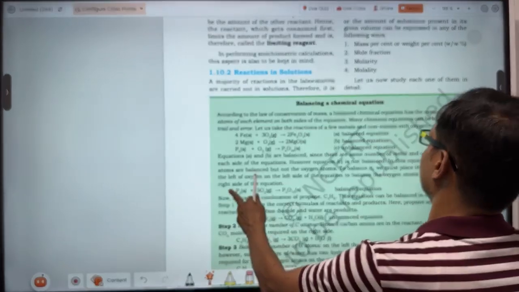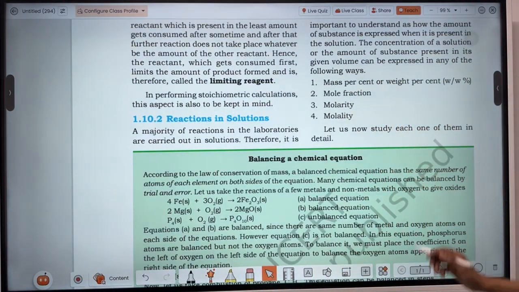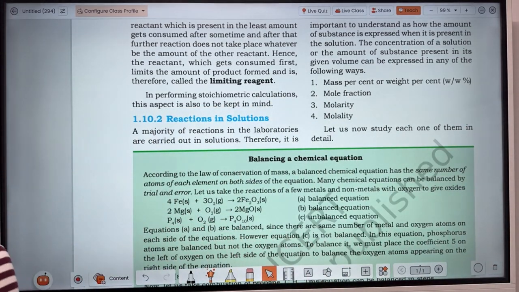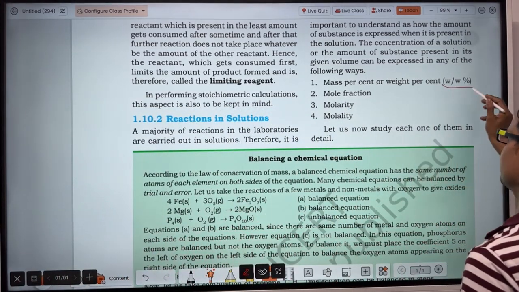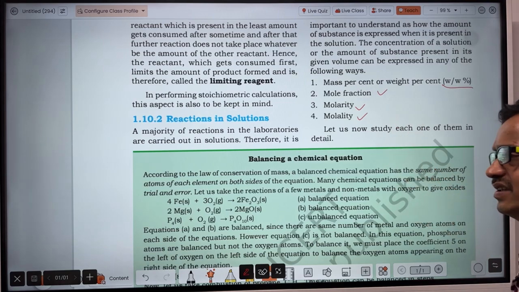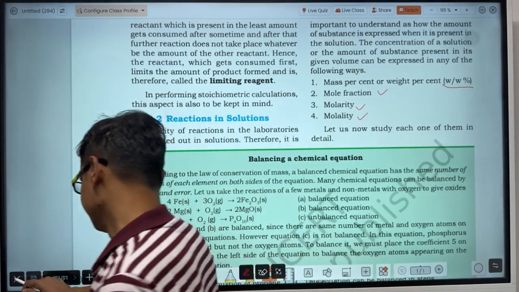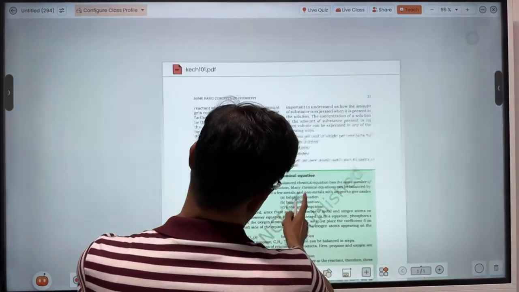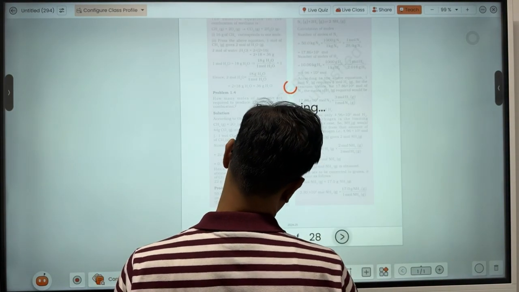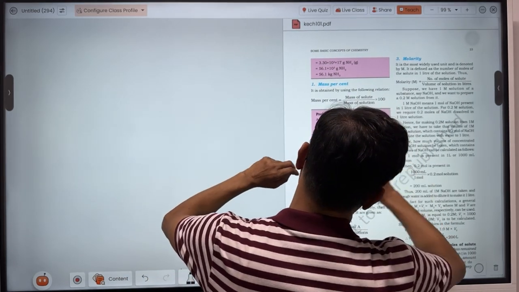Reactions in solutions. In that, the first one is about mass percentage or weight percentage, and that is indicated by W by W percent. Then mole fraction, molarity, and molality. About that, let's discuss mass percentage first. So I'm zooming here. First one here is mass percentage.